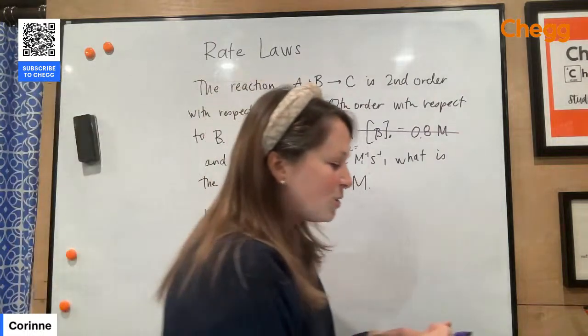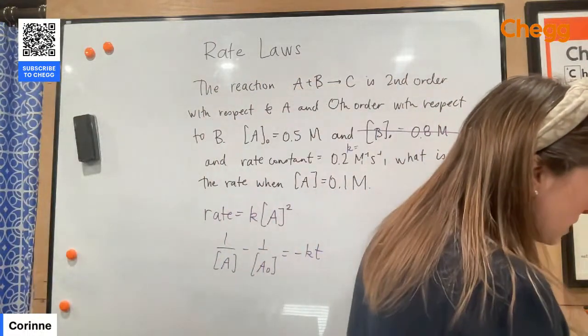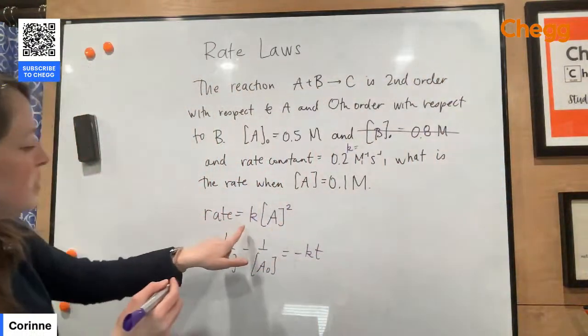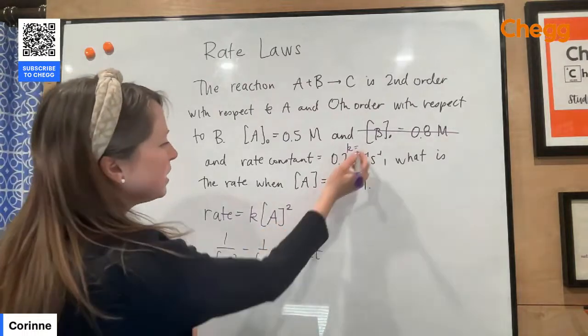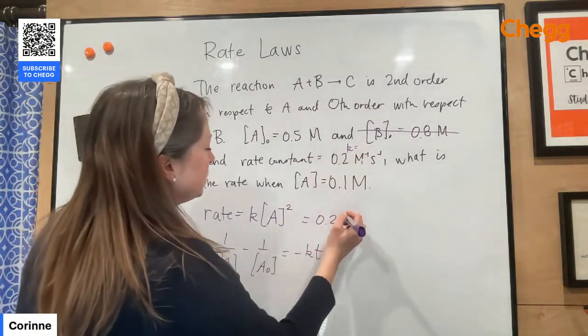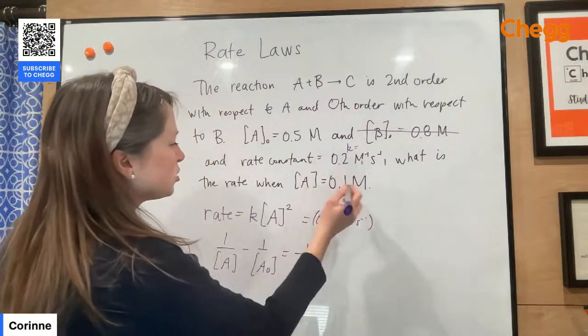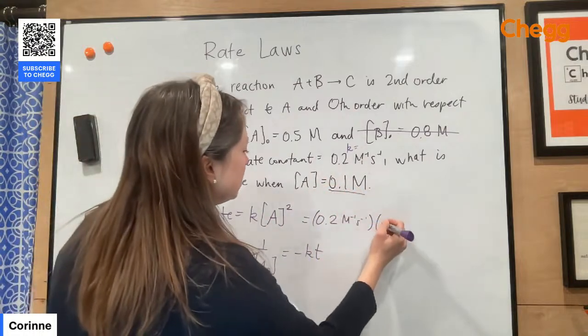All right. So that's just a quick rate expression question. So basically all we have to do is say, okay, I'm going to take that 0.2 times my concentration of A squared.